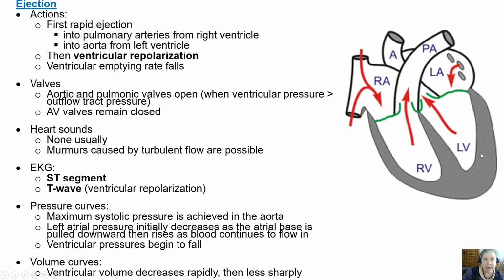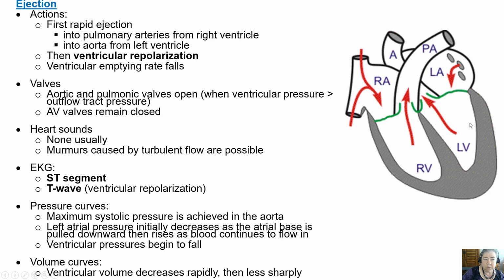As ventricular contraction continues, the valves open, the semilunar valves to the big arteries, the pulmonary artery and the aorta. And now we have ejection, where we have rapid movement of blood out of the ventricles into the vessels. Initially, it's very fast, and then it slows down. And as this is happening, the ventricles are starting to repolarize.